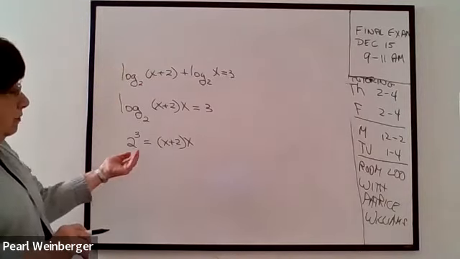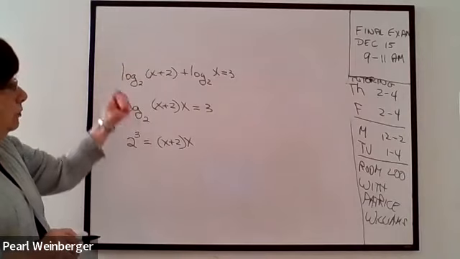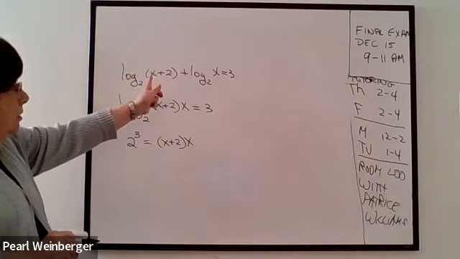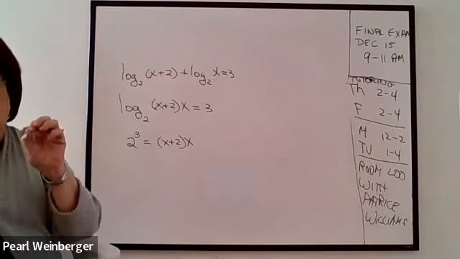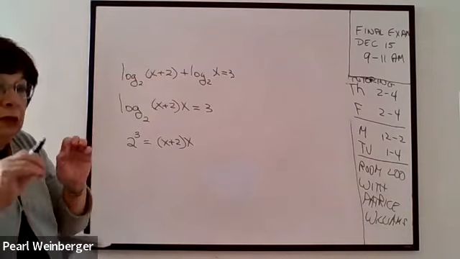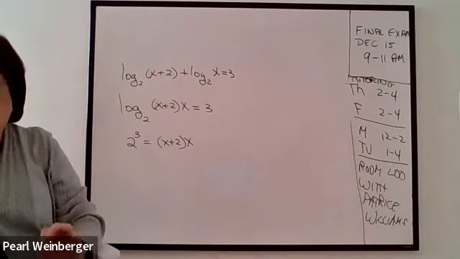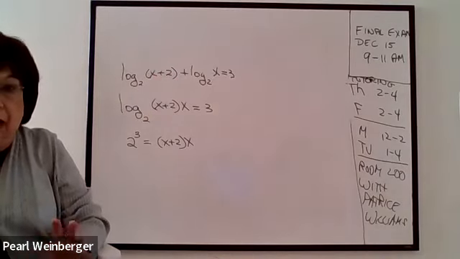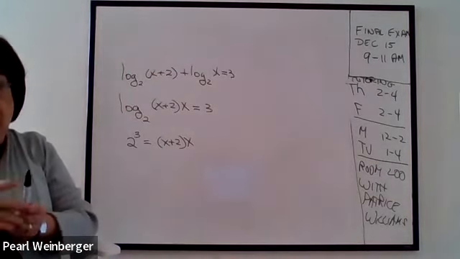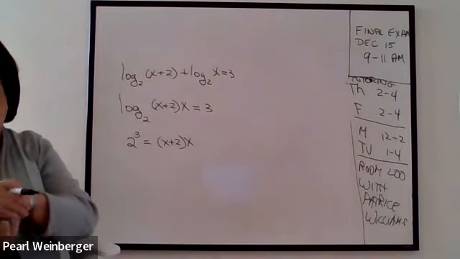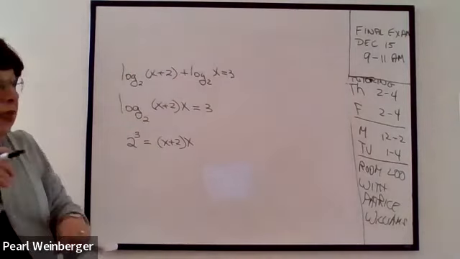Also, after you've solved the equation, you have to go back and make sure that the numbers that you're using are not negative. You can't take the log of a negative number. You can only do logs of positive numbers. So you're always going to have to go back after you get your final answer and see if you have to eliminate some of the answers.